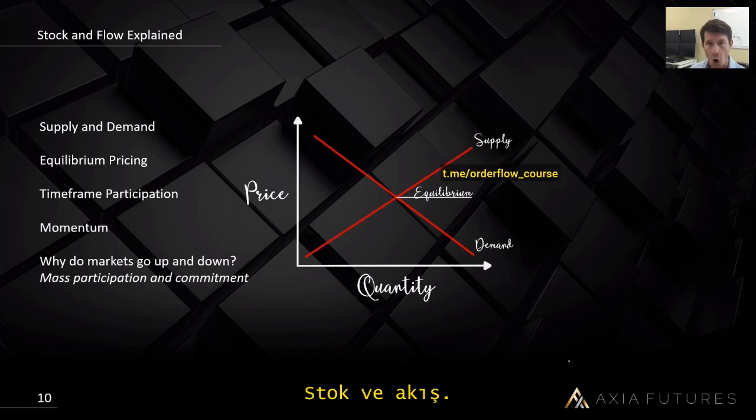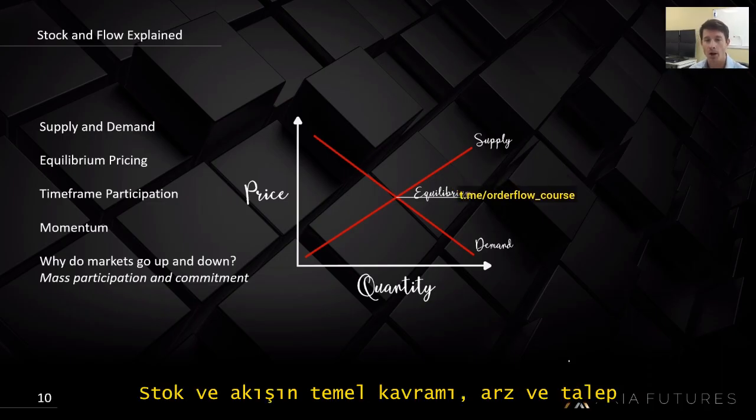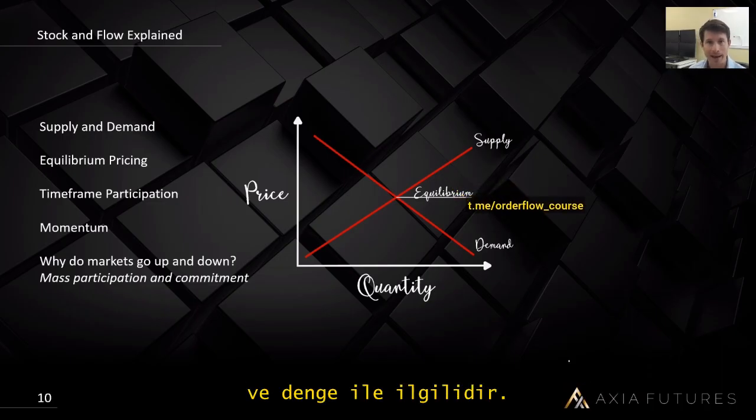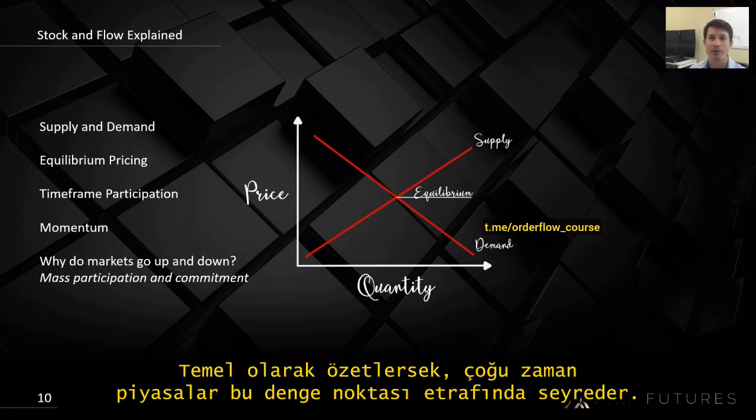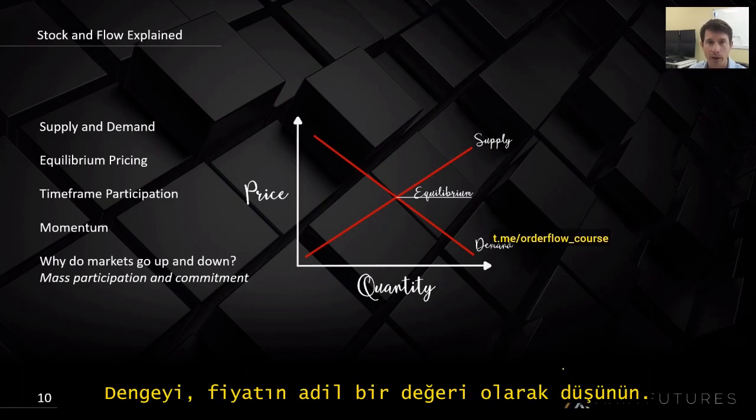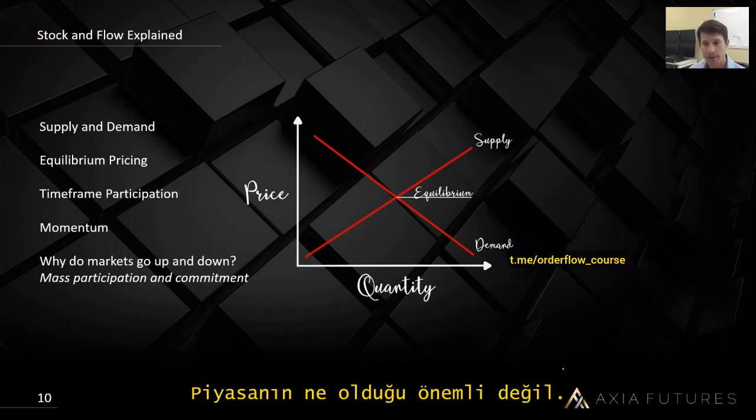The basic concept of stock and flow has to do with supply and demand and equilibrium. In a basic nutshell, more often than not, the markets are sitting around this equilibrium point. So think of equilibrium as a fair value of price. Doesn't matter what the market is.